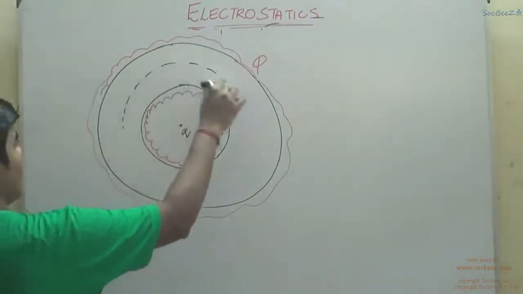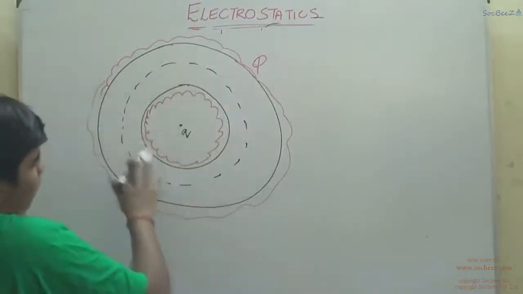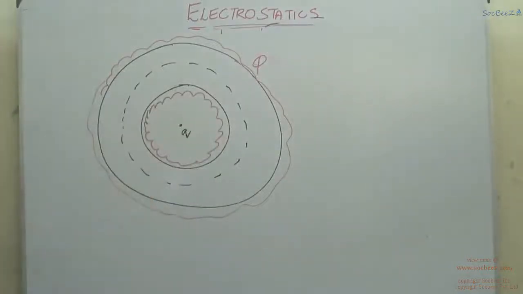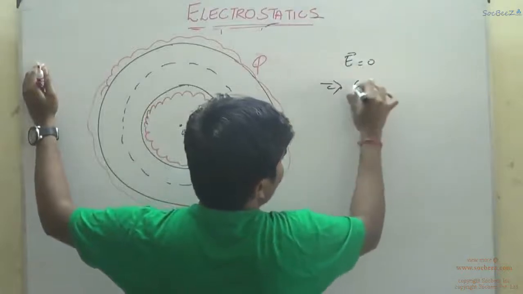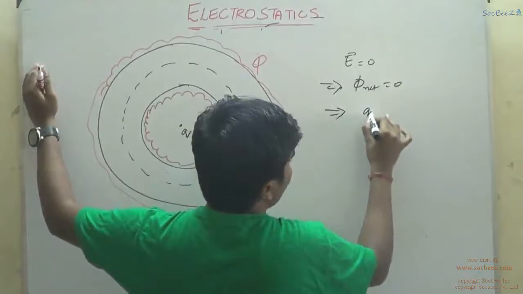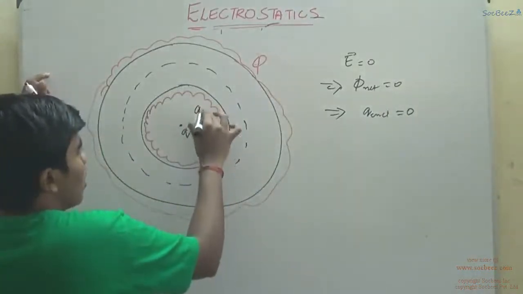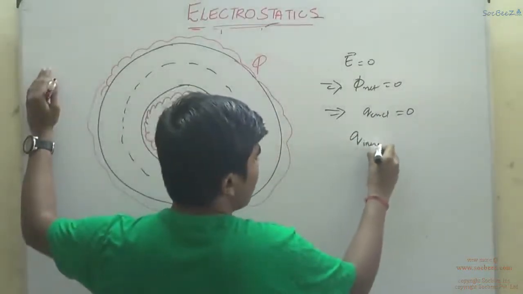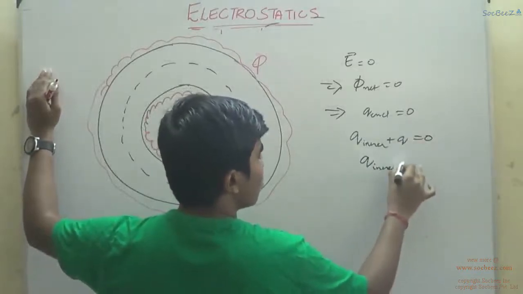Basically, we take a Gaussian surface here. We know that the electric field inside the conductor is 0, so the net flux should be 0. Thus, the total amount of charge enclosed inside that Gaussian surface should be 0. Why? Because the electric field is 0, which implies net flux is 0, which implies Q enclosed is 0. Now what is Q enclosed? Let this be Q inner. So Q enclosed is Q inner plus q. Thus Q on the inner surface is equal to minus q.